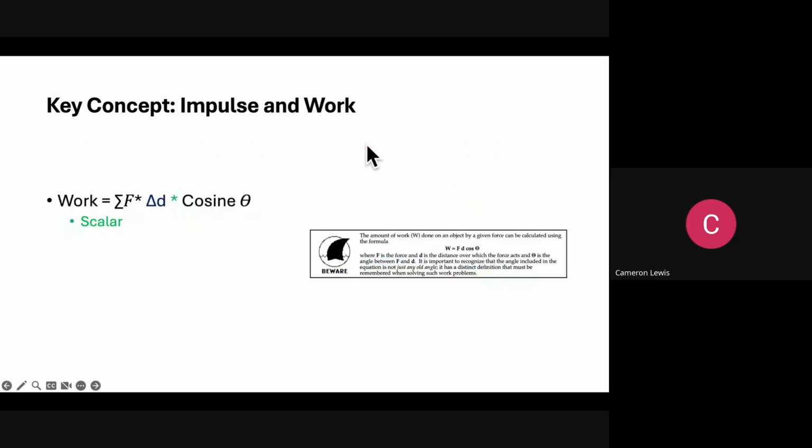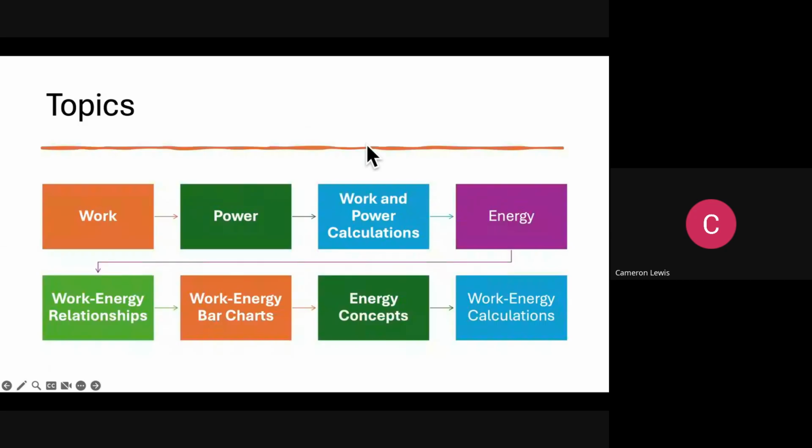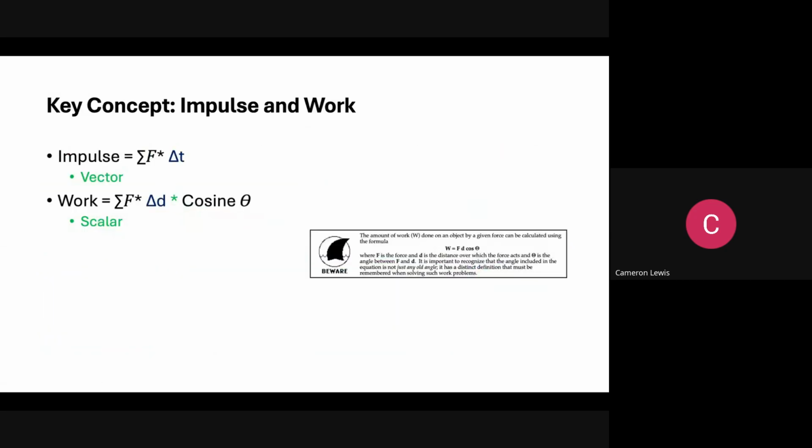So first, let's get into talking about the concept of impulse and work. When we talked about impulse in the previous unit, impulse was the force over a certain amount of time. So force exerted over a certain amount of time, it was a vector, and it created a change in momentum.